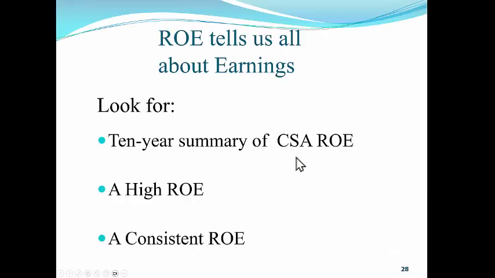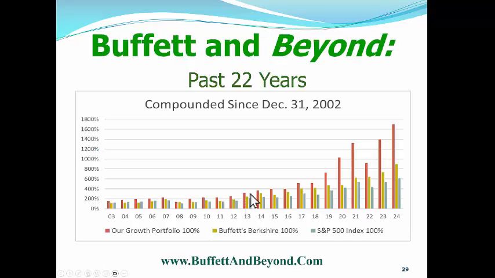So the ROE tells us all that we need to know about earnings. And we look for at least a 10-year summary of clean surplus accounting return on equity, a high return on equity, and a consistent return on equity. And how did we do over the past 22 years?